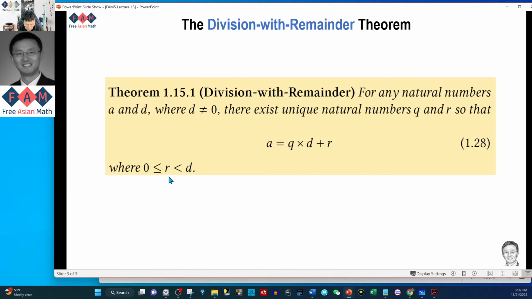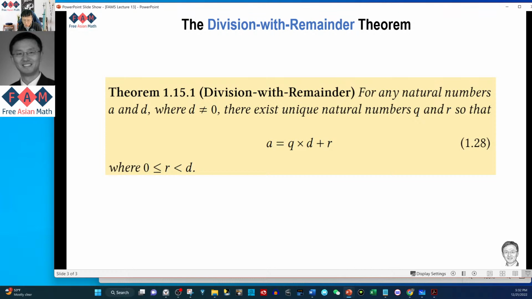where r is greater than or equal to 0, but strictly less than d. Okay, this is a very, very fundamental result in math. This is the starting point for a super important branch called number theory. And there are many other names for this result.